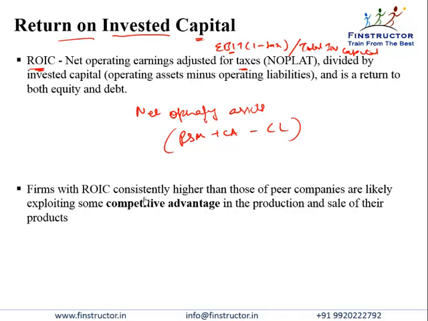Firms with ROIC consistently higher than that of peer companies are likely exploiting some competitive advantage in the production and sale of their products. So, like we studied in private company, there may be some intangible, some brand value, some competitive edge that these companies have. Lower costs, better technology can all be reasons for a higher ROIC.